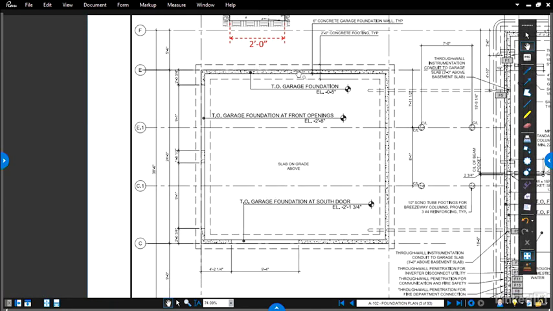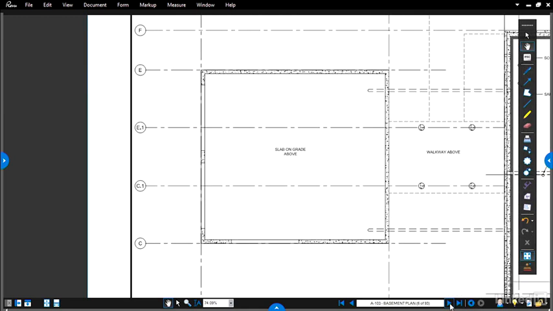Now, while we're looking at these line types, I want to go ahead and click through and look at the next 2 or 3 sheets in this set to show you how these line types change. So if we go to the next sheet, this is the basement plan, and my hidden line showing the footing is underneath. I would need to start with the foundation plan to know that there's a footing underneath here.